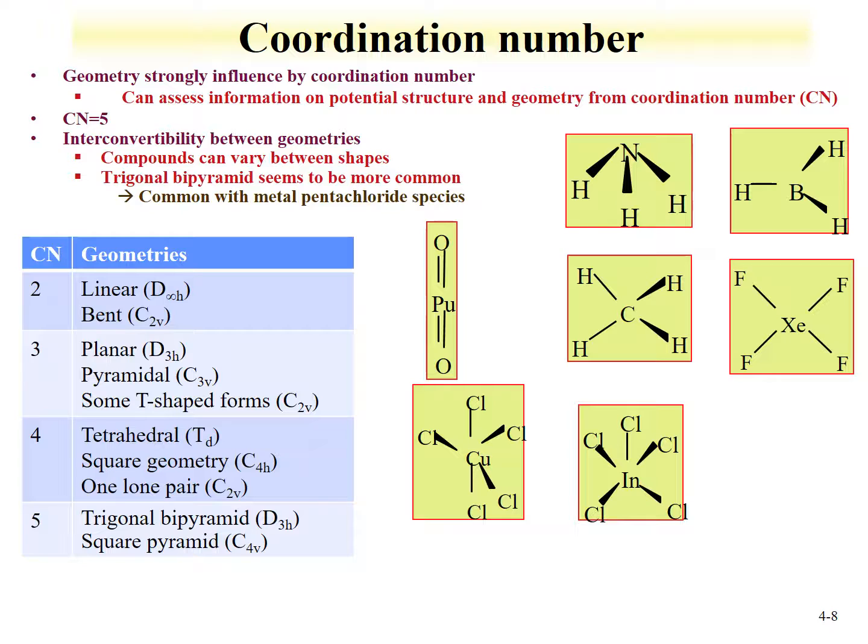One relatively straightforward relationship between geometry and the molecule can be evaluated by the coordination number. We'll go over some coordination numbers and the potential geometries. Here's a table showing the different geometries. For a coordination number of 2, we can have either linear, as an example here, or bent geometry. And here are the point groups associated with those geometries.